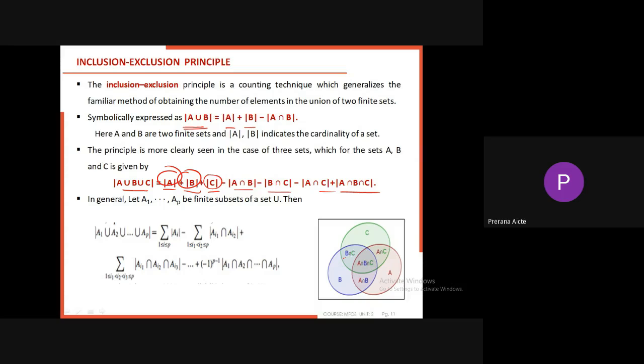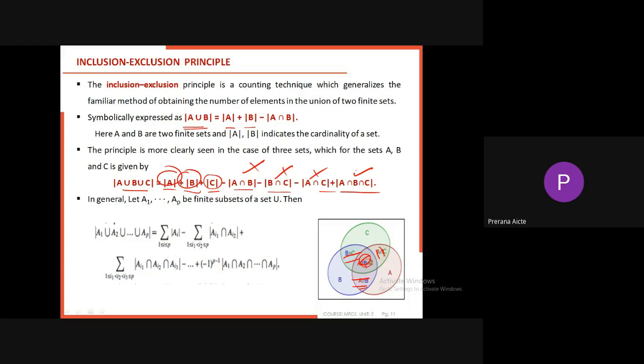So there are some areas which will be counted more than one time. So what we have to do is subtract them. That's why A intersection B, B intersection C, A intersection C, and the area common to all three sets in the middle, A intersection B intersection C. If you subtract every time, what happens? This area also will be removed. So we need to include this one.